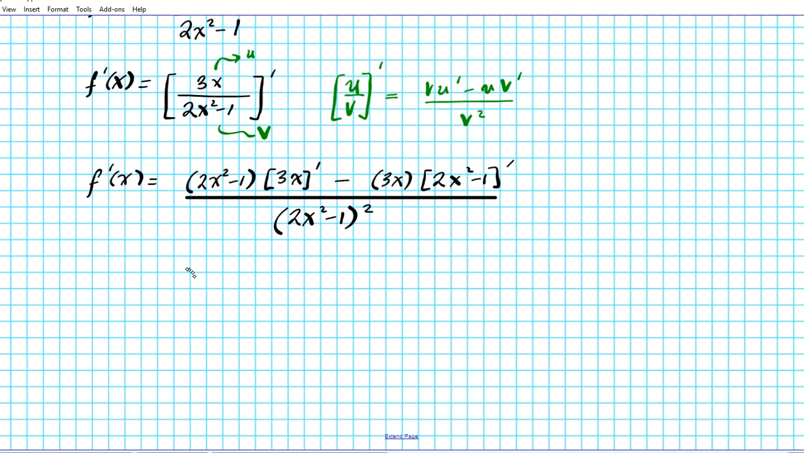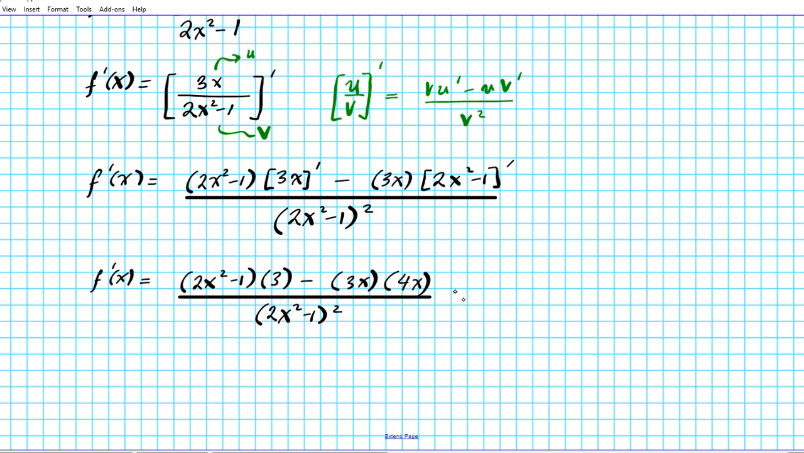Okay, let's go ahead and simplify the numerator. F prime of x is going to be 2x squared minus 1 times 3x prime, which is just 3, minus 3x times 2x squared prime, which is just 4x because the derivative of 1 is 0. Divide that by quantity 2x squared minus 1 squared. Okay? Alright, let's simplify further.